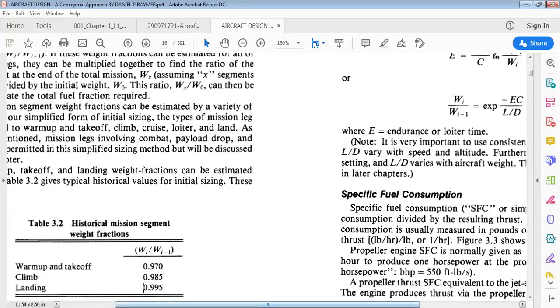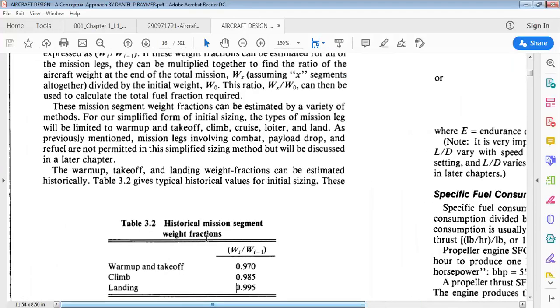So in this we have to remember, whenever you are going to design an aircraft, that is called historical mission segment or weight fractions. Here, for warm up and takeoff, you take directly the value as 0.970, and for climb take 0.985, for landing 0.995, whenever you are designing conceptually. Because we have to make sure that these values should be met. So when you meet these values, okay, my design is okay, it is an optimized design, it's a very good design.